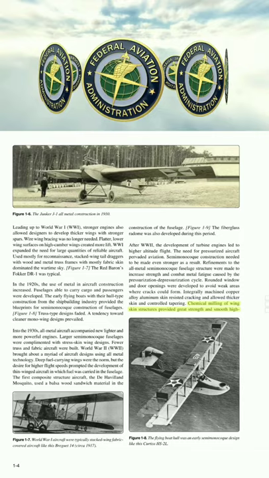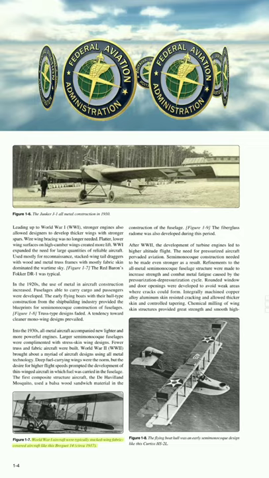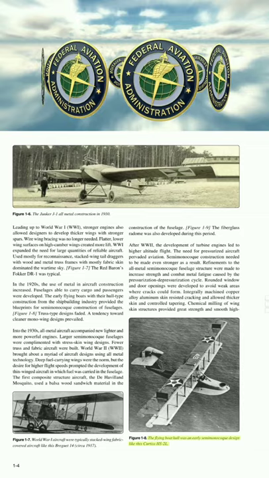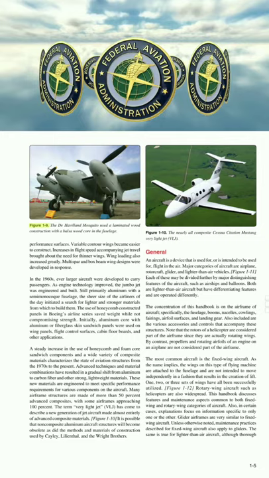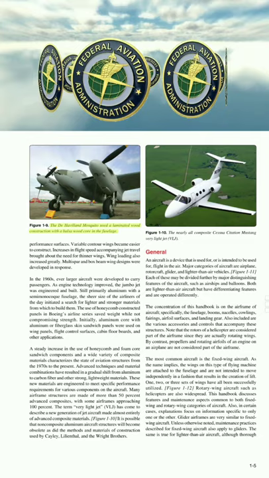Figure 1-7. World War I aircraft were typically stacked wing, fabric-covered aircraft like this Breguet 14 circa 1917. Figure 1-8. The flying boat hull was an early semi-monocoque design like this Curtiss HS2L. Figure 1-9. The de Havilland Mosquito used a laminated wood construction with a balsa wood core in the fuselage. Figure 1-10. The nearly all composite Cessna Citation Mustang Very Light Jet (VLJ).